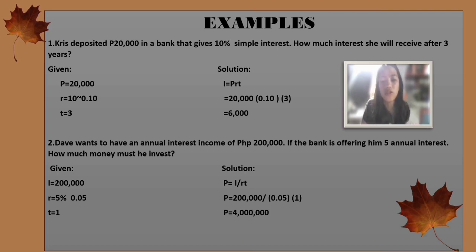In the solution, since the principal is unknown, the formula that we are going to use is P equals I divided by R times T. So, 200,000 pesos divided by 0.05 times 1. And the answer is 4 million.